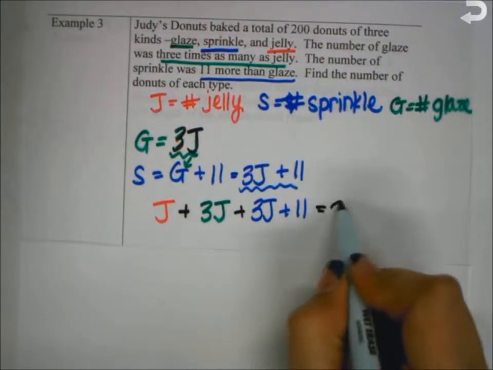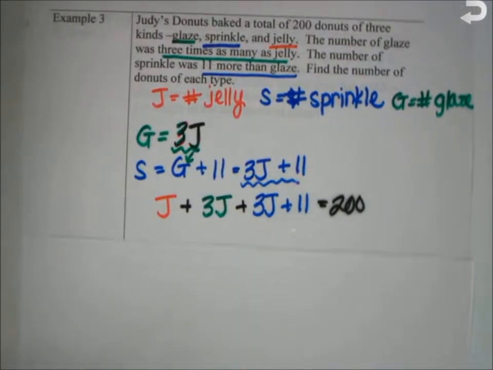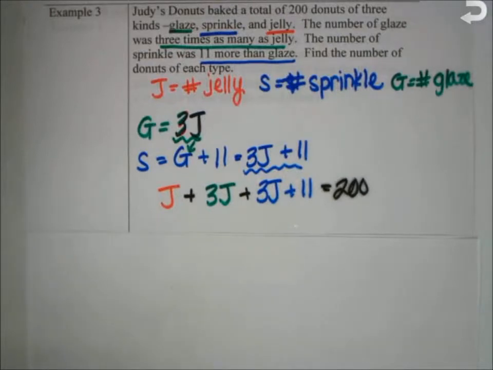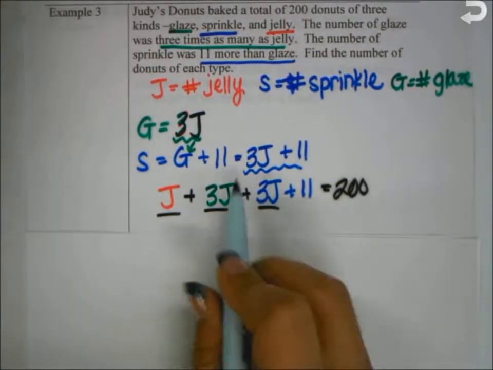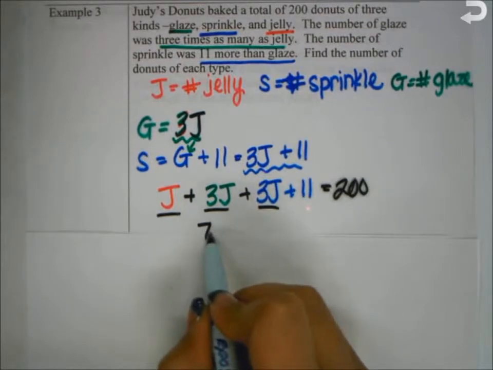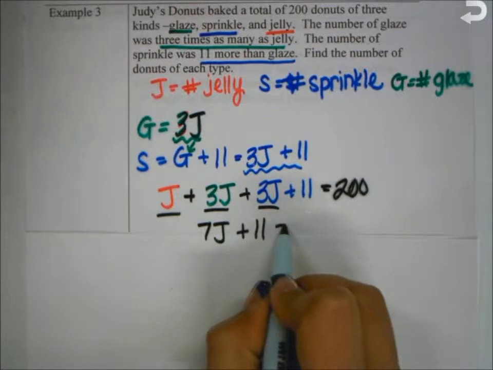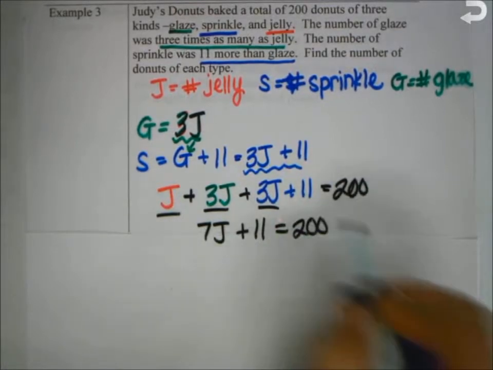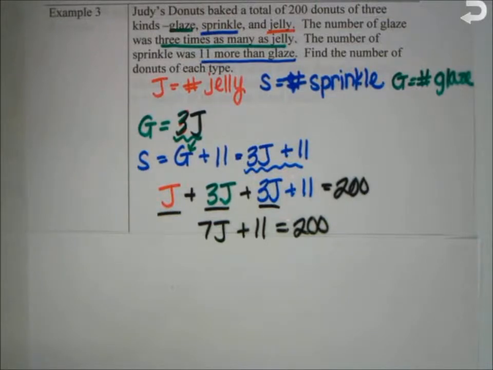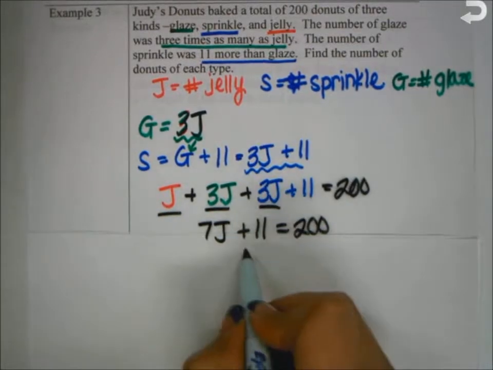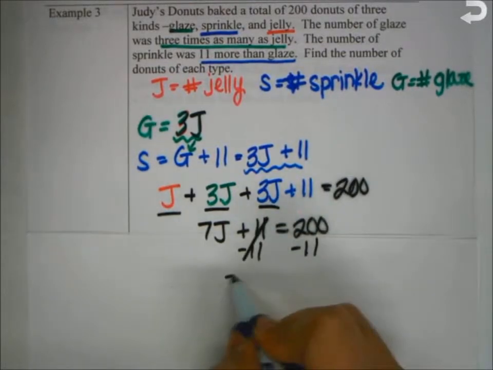Okay, let's combine like terms. I have J plus 3J plus 3J, which is 7J, plus 11 equals 200. Now what do I do? Minus 11 from both sides. Those cancel, so I get 7J equals 189.